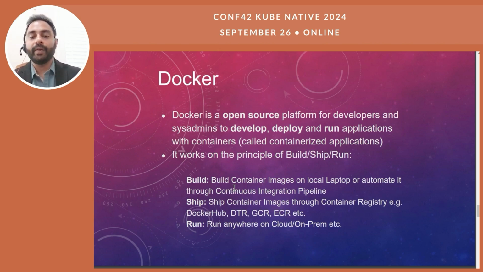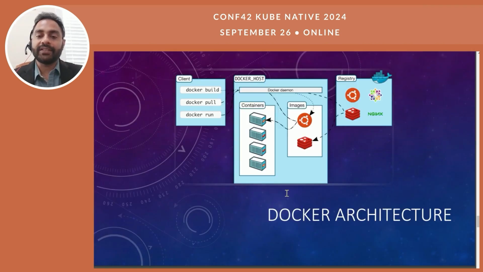Build is a command to build container images on a local laptop or automate it through a continuous integration pipeline. Ship container images through a container registry, etc. And run is to run anywhere, on cloud and on-prem. So this is a typical Docker architecture where we have a client side which does a Docker build, Docker pull, and Docker run. And then we have a Docker host. Within that, we have a Docker daemon and the containers with the images. And on the other hand, it has a registry. And all of these are interconnected to each other.